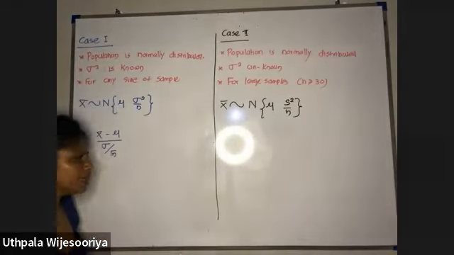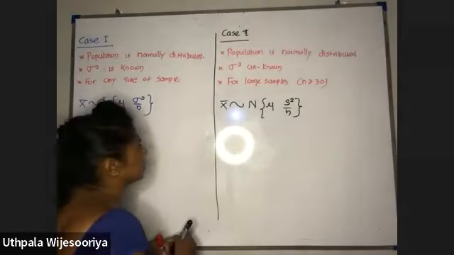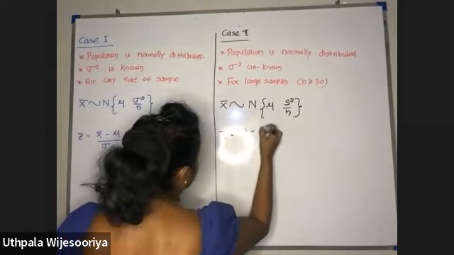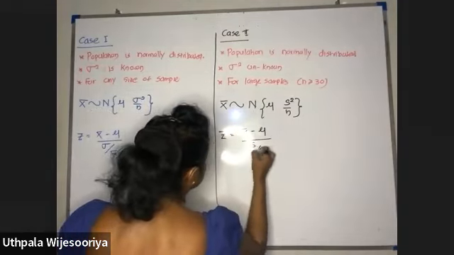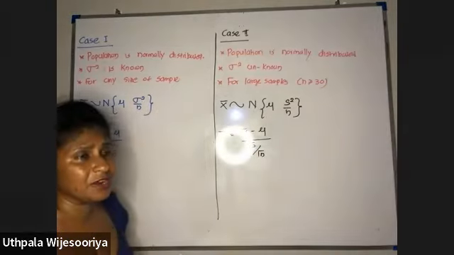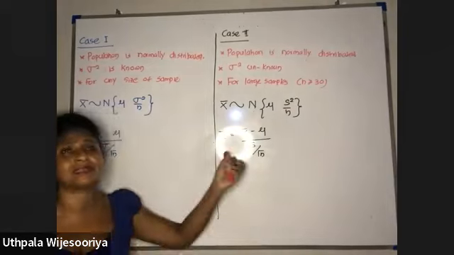So now what is our Z value? Now our Z value is equal to x bar minus mu over S over root n. You have to write these correct formulas in confidence intervals and hypothesis testing.